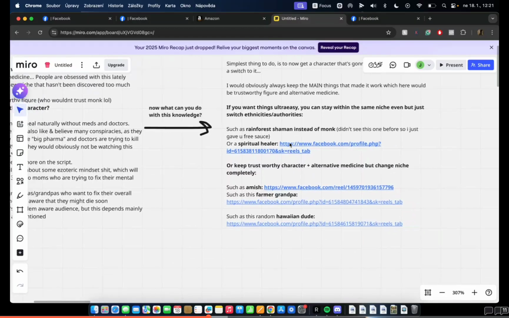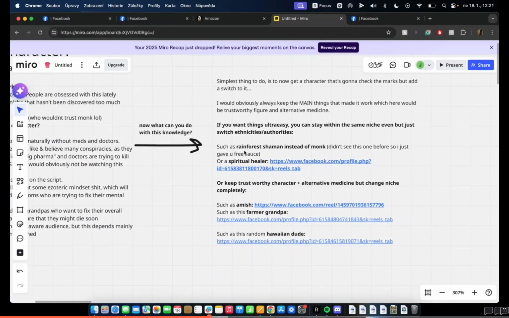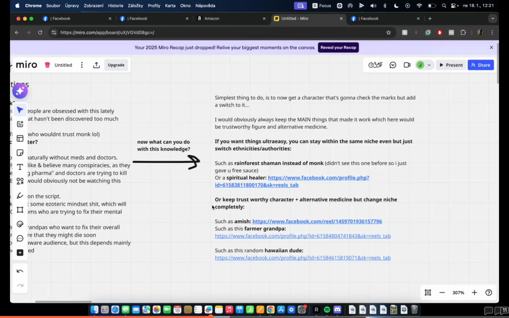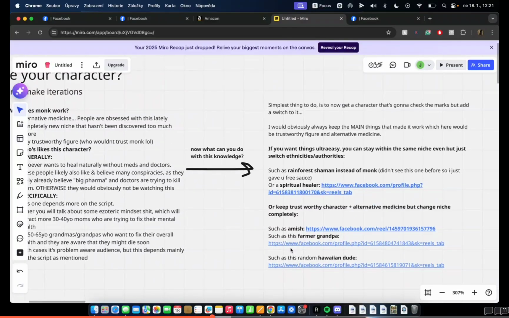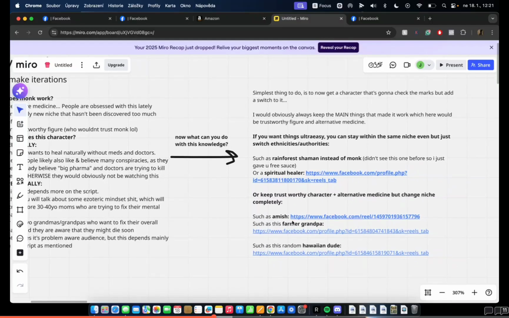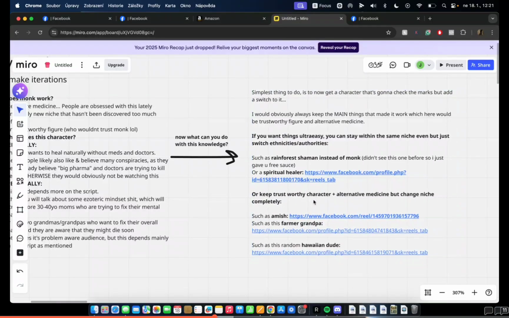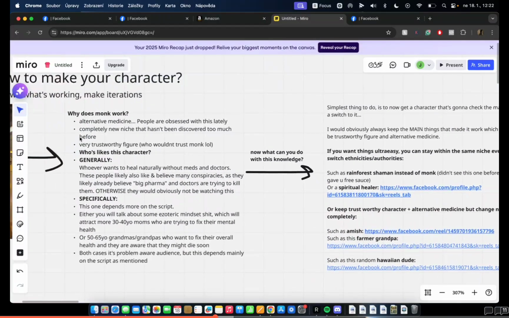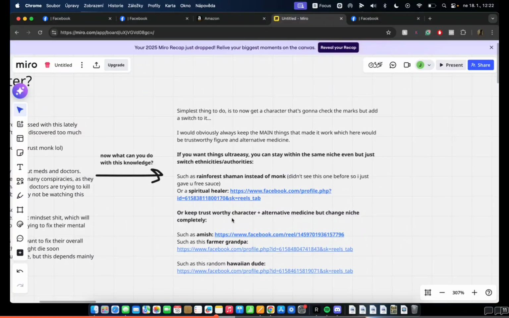So you can see how easily you can get ideas here. But yeah, with the niche, it can be a little bit harder, and you actually have to think about it a little bit more outside of the box, but obviously still doable. Here you will still be keeping the trustworthy character and the alternative medicine, but you will go with a completely new niche that hasn't been discovered before.